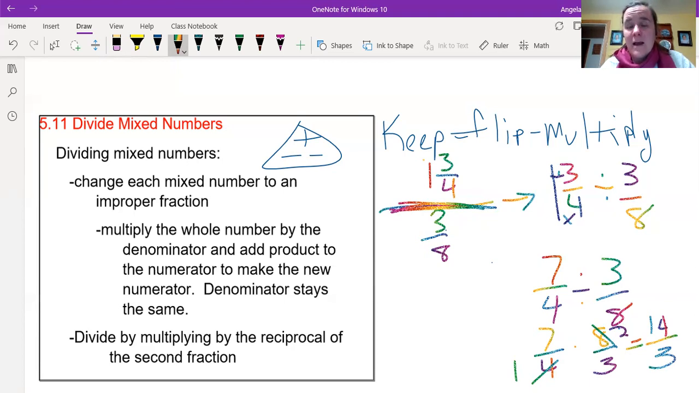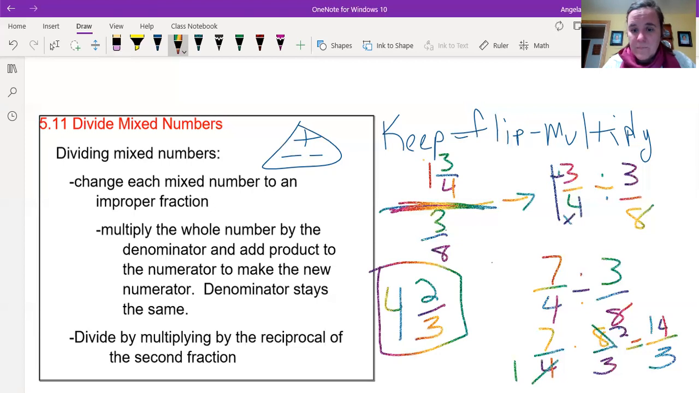I need to have improper fractions to solve the problem. But when my answer ends up as an improper fraction, I need to change it back into a mixed number for my final answer. So 14/3, 3 goes into 14 4 times, with 2 left over. So that would be my final answer. So keep, flip, multiply after changing any mixed number into an improper fraction.